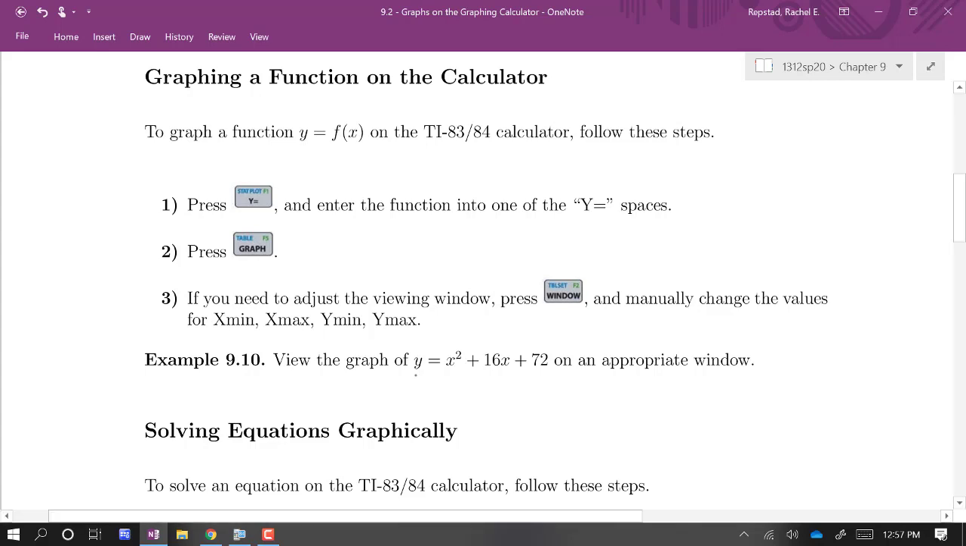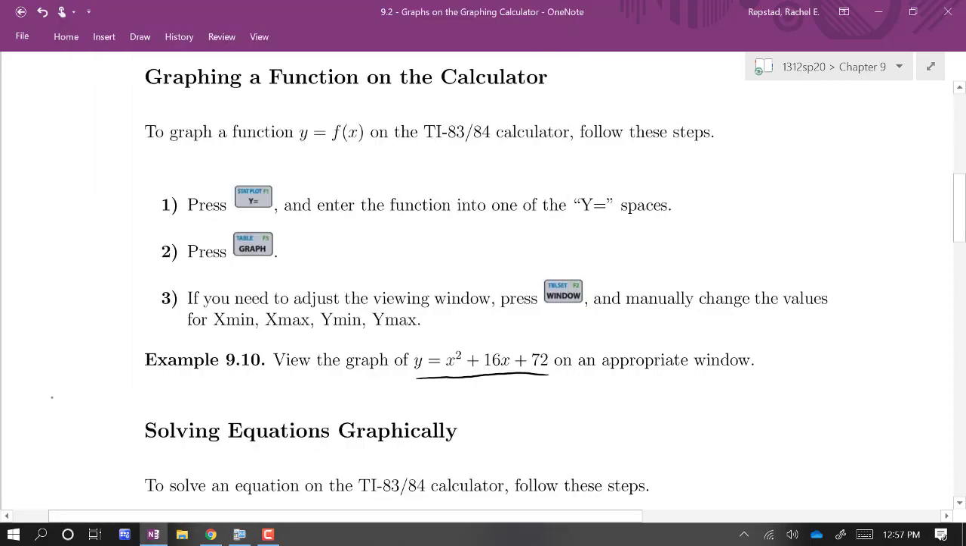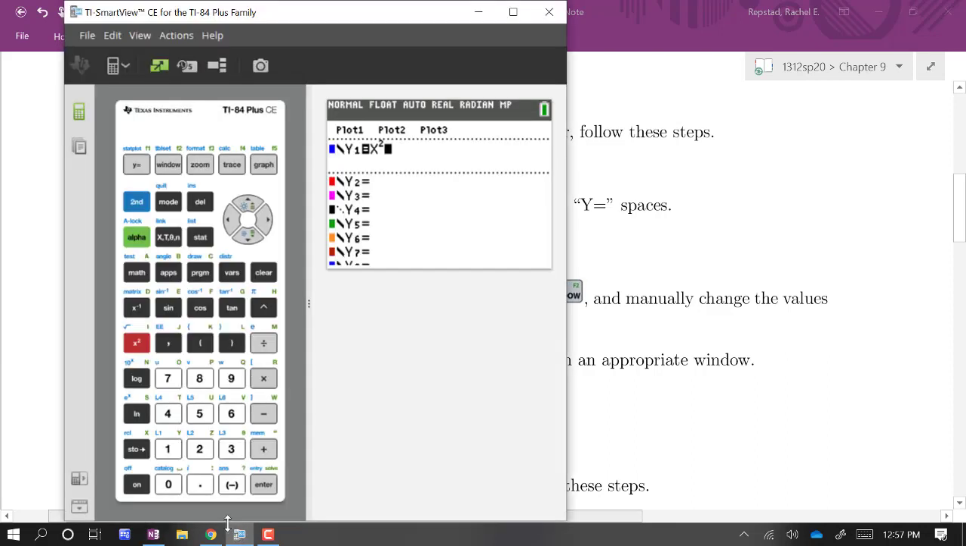So let's say we want to graph this function: y equals x squared plus 16x plus 72. I'm going to go to the calculator. The button next to the green alpha button with a bunch of letters on it is the variable button. So x squared plus 16x plus 72.